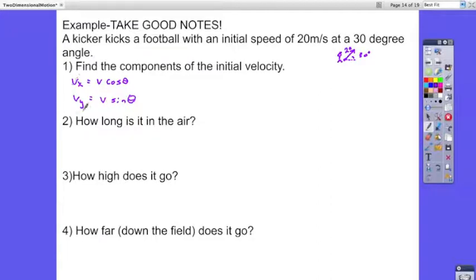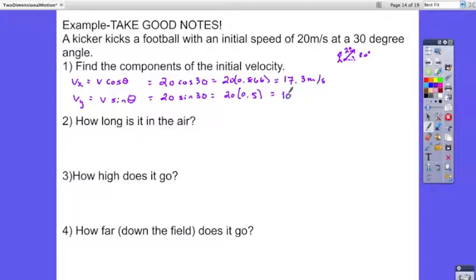Okay, so Vx is going to be 20 times the cosine of 30, and Vy is going to be 20 times the sine of 30. The cosine of 30 is 0.866, so that's going to be 20 times 0.866, and the sine of 30 is 0.5, so that'll be 20 times 0.5. So I get 17.3 meters per second, rounded to one decimal place, for my x component, and 10 meters per second for my y component.